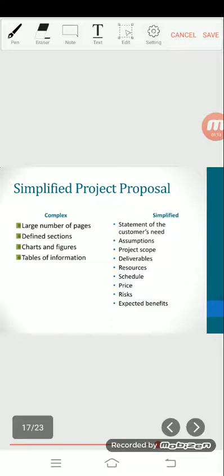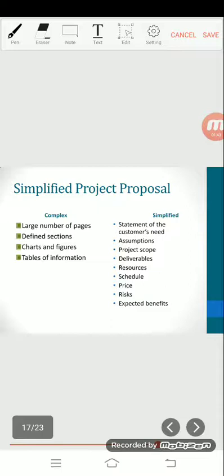Number 3. Project scope. Describe the contractor's approach to addressing the customer's need or solving the problem. Define specifically what major tasks the contractor proposes to do and outline how the contractor expects the customer to be involved throughout the project.